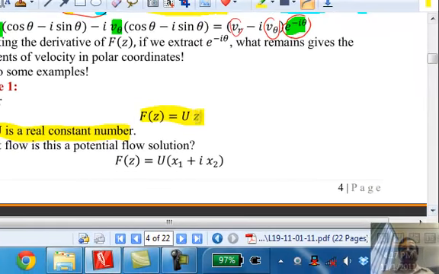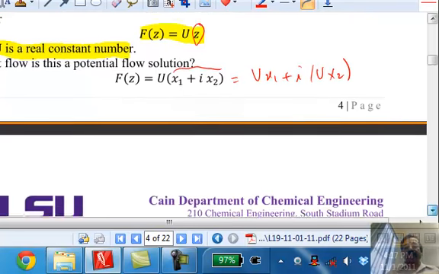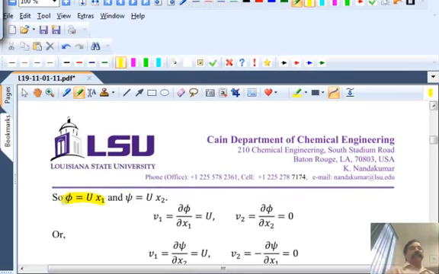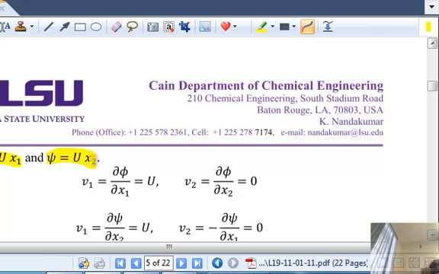And the procedure that you would follow is the following. You use the definition for z, which is x1 plus i x2. So f of z is U times (x1 plus i x2). Now I can separate this into the real part and an imaginary part: U x1 plus i times U x2. The real part gives me phi, the potential, and the imaginary part gives me psi, the stream function. So I already know the potential for this particular problem. The velocity potential is U times x1. What is the stream function? The stream function is U times x2.